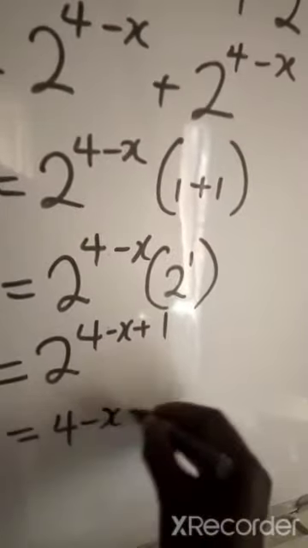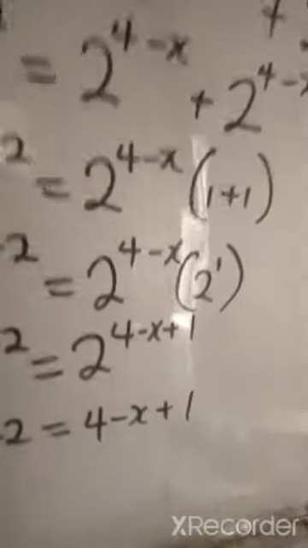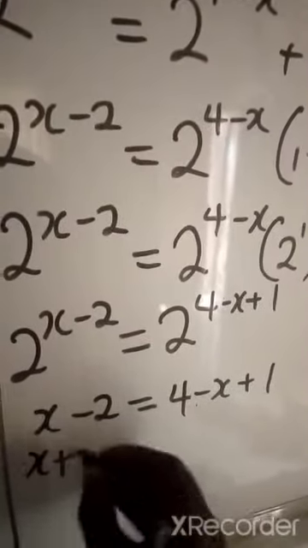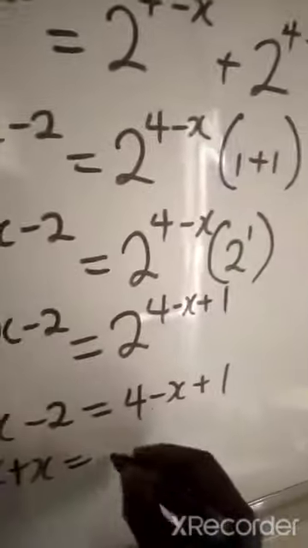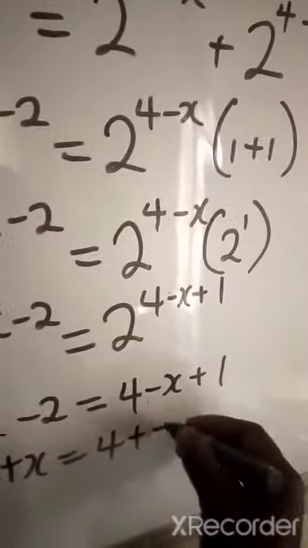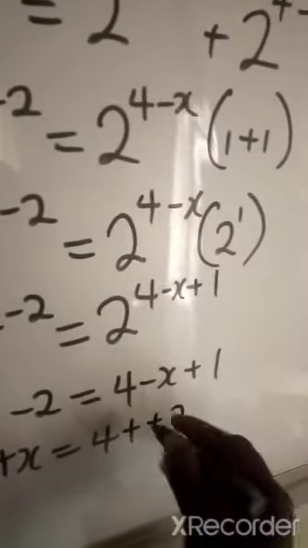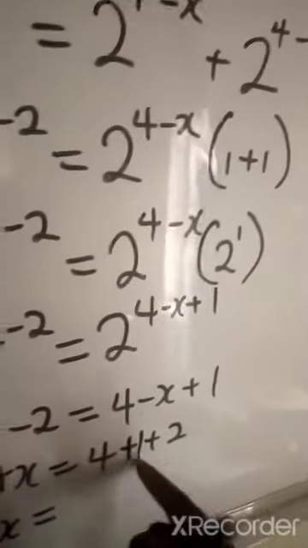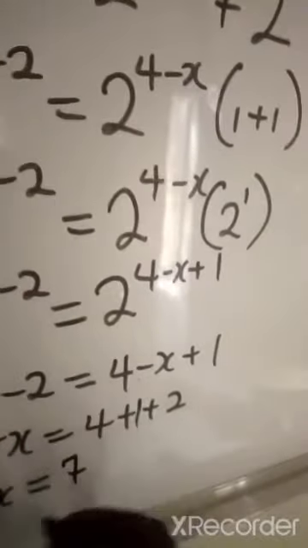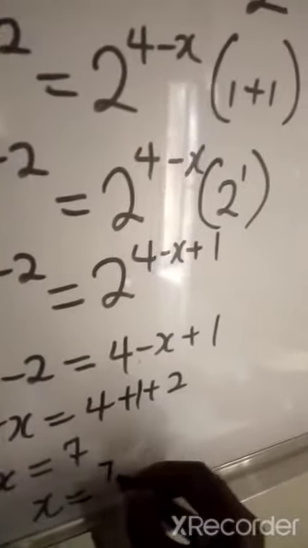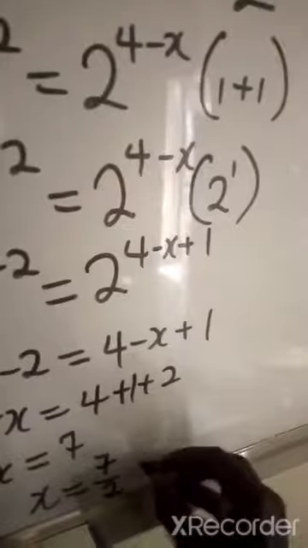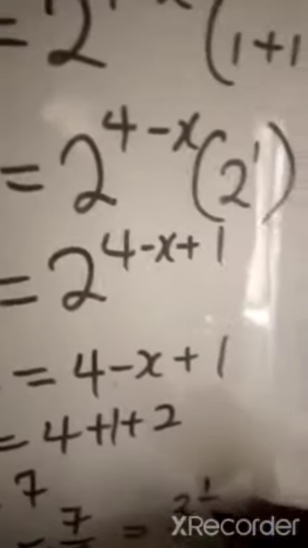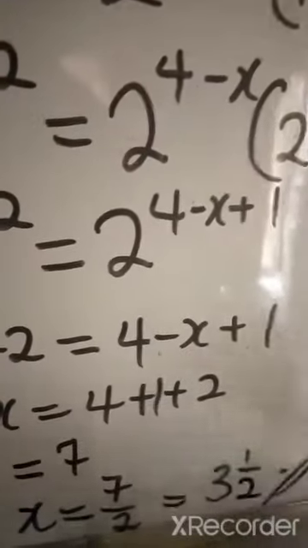4 minus x plus 1. So now, we collect the like terms and bring this x here to become x plus x. Then send this out to become 4 plus 1 plus 2. And this will give us 2x equals 4 plus 1, 5, plus 2, 7. So x will be equal to 7 over 2. That is 3 whole number 1 over 2. And that is our answer.